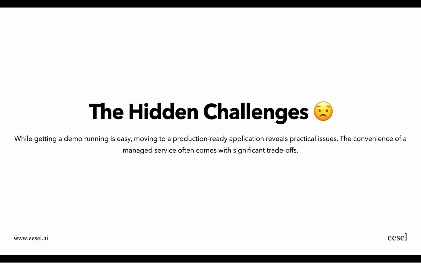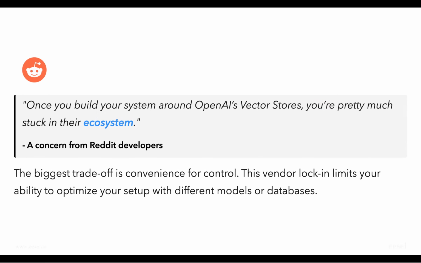Okay, so getting a simple demo running seems easy enough. But when you move to a real production-ready application, some practical issues start to pop up. Here's the big trade-off. Convenience often comes at the cost of control. As many developers have pointed out, once you build your system around OpenAI's ecosystem, you're pretty much locked in.